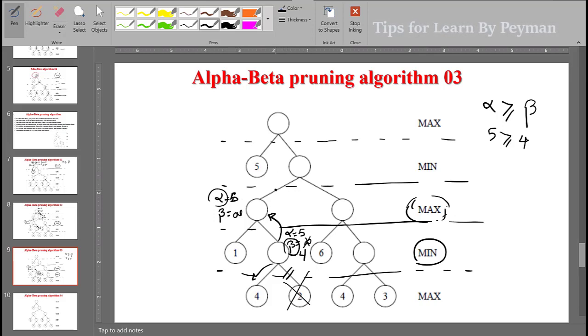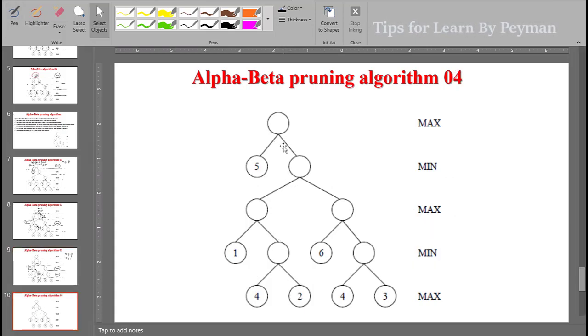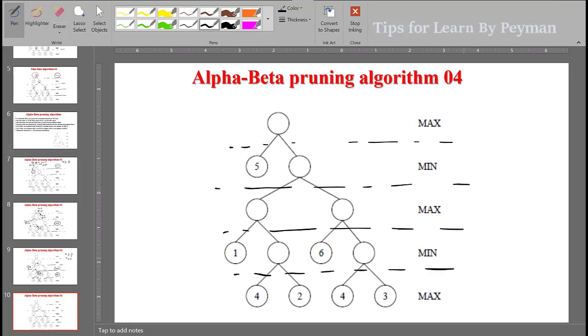And then we come again to this level. Let me write it in the last slide. We have something like this here. Okay, we have alpha equal 5, beta was infinity, and from here I think we have the value here.